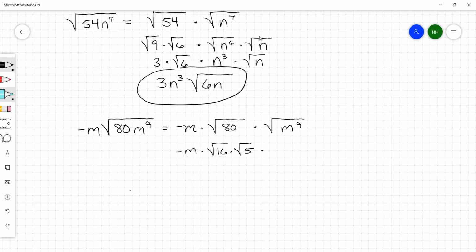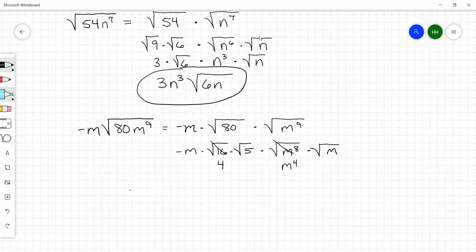The square root of m to the 9th. We're going to pull out the largest even factor. So we got the square root of m to the what? Good. M to the 8th times the square root of m. Now, this square root of 16 just becomes a 4. This square root of m to the 8th, that's m to the 4th.